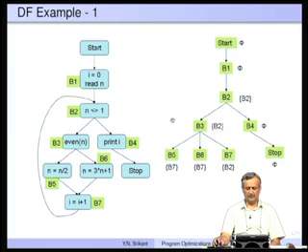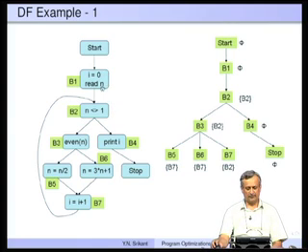Here is an example of the computation of dominance frontier. Intuitively, dominance frontier, for a particular node, is the set of nodes which are just beyond the region where the node dominates. For example, this node and this node dominate all other nodes. For example, start dominates all nodes, so there is no other node to which we can reach. So, its DF function is phi.